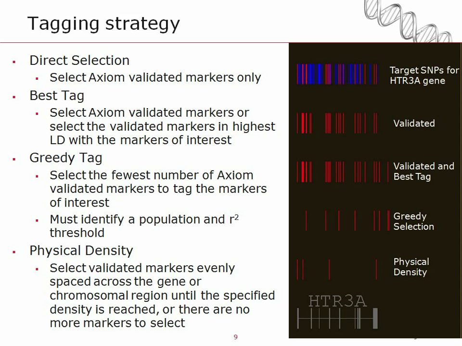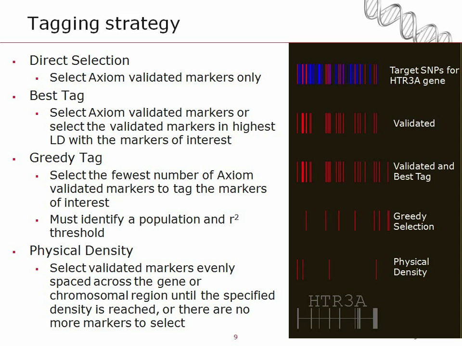The second option, which is the one that I recommend for the most important markers in your list, is to do the best tag strategy. In this case, it takes the list of target markers, it goes through and selects all of the Axiom validated markers out of the list and puts them onto the array. Then it goes through and for all the non-validated markers, identifies the validated marker from the database with the highest LD, assuming it is above 0.6 in R-squared, and puts that marker on the array.